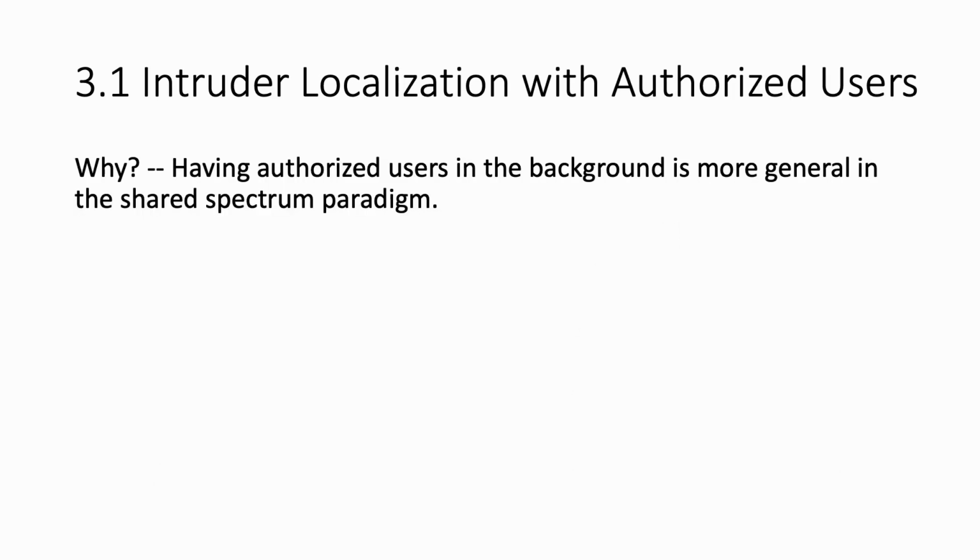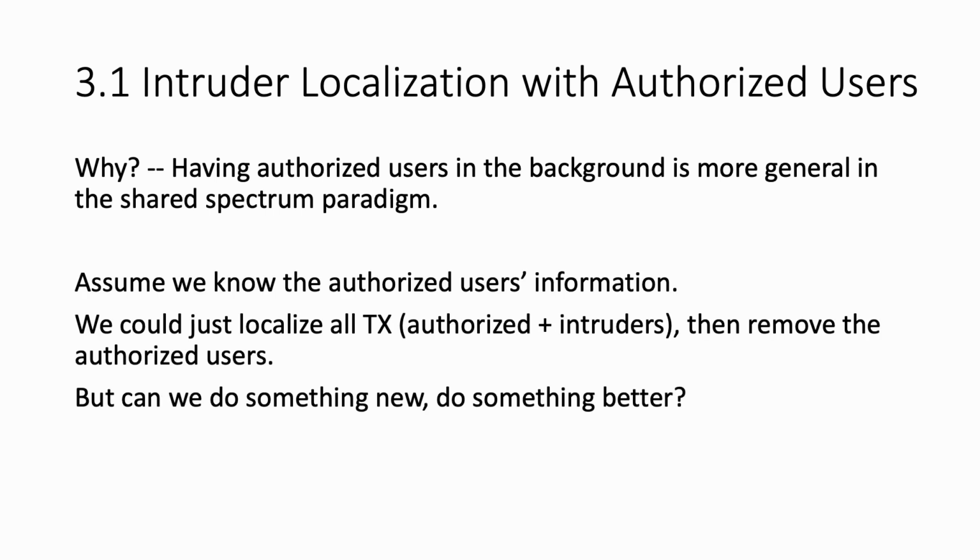Now let's talk about the intruder localization with authorized users. Why are we doing this? Because having authorized users in the background is more general in the shared spectrum paradigm. So assume we know the authorized users' information. A simple strategy is to localize all transmitters, including the authorized users and intruders, then remove the authorized users. But can we do something new?